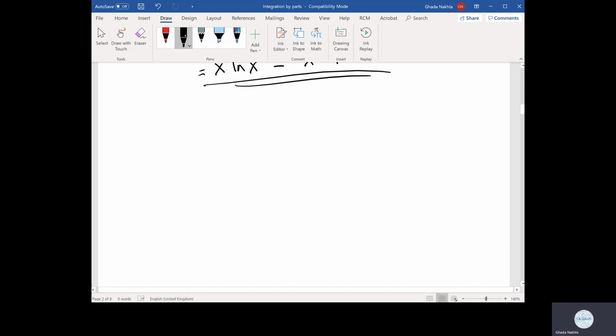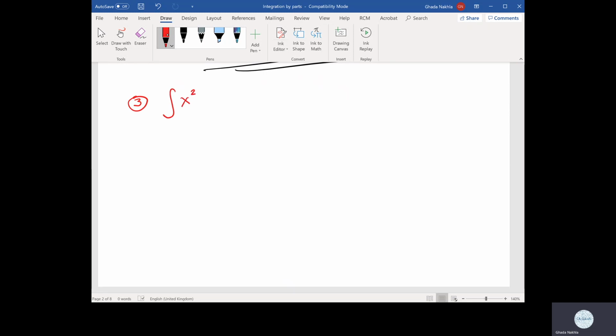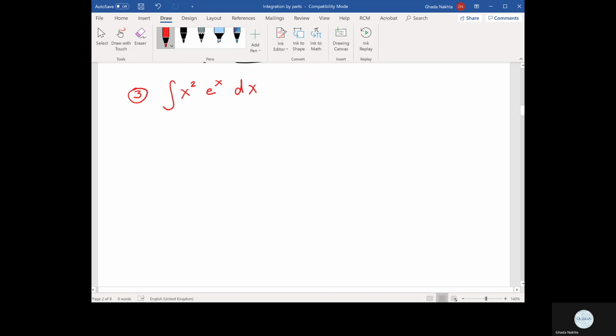Let's take a look at something slightly different. Example 3. And this time I'm integrating x squared e to the x dx. And I'm using by parts to integrate. First thing, I need to identify u. U is the first that comes out of the word LATE. L stands for logs. I can't see any logs. The next one is A. A stands for algebra. Can I spot any algebra? X squared, definitely.